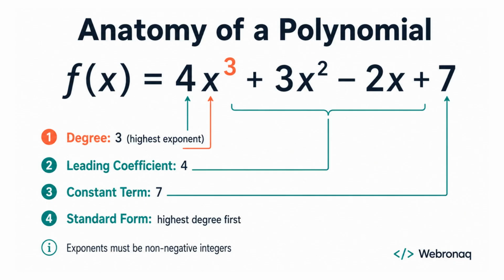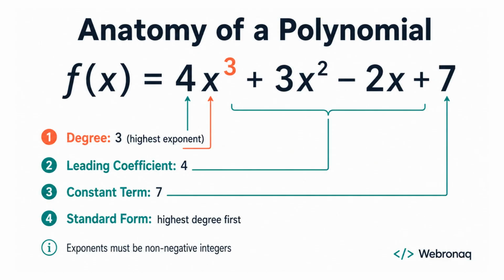Each piece has a job. The degree is the highest exponent present. Here it is 3. The leading coefficient is the number attached to that highest degree term, which is 4. The constant term, 7, is just a number with no variable. And standard form means we always write terms from highest degree down to lowest.